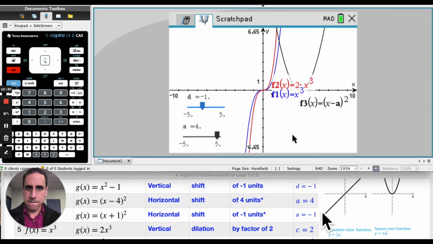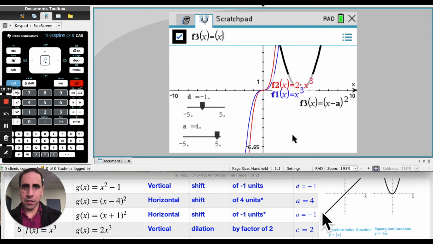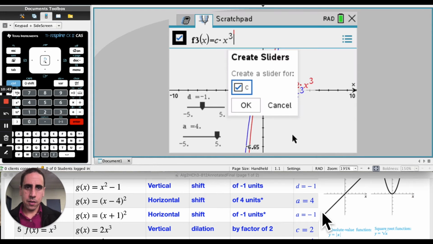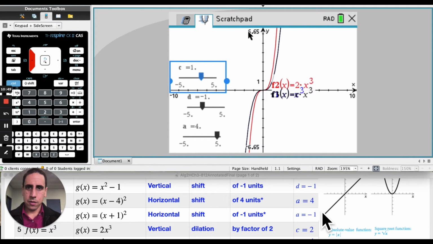And I'm going to go to F3, and that's where I'm going to put my slider. Let's call it a C value. C times x raised to the 3rd power. Create a slider for C. Yes, please. I'm going to move it up with my up arrow and hit escape. You can see it's no longer boxed, but now it's blue. The other sliders are black, so I'm selecting the C slider.